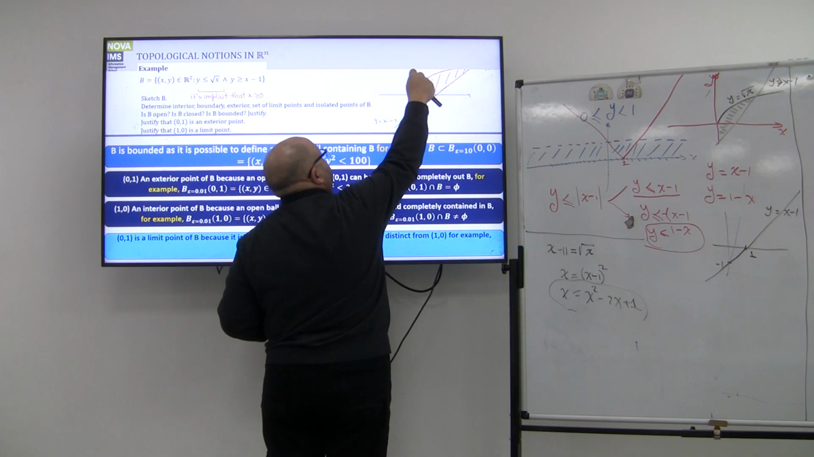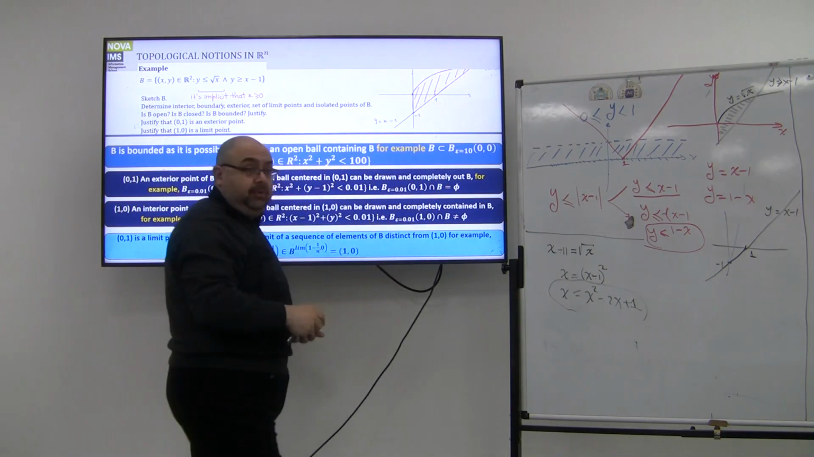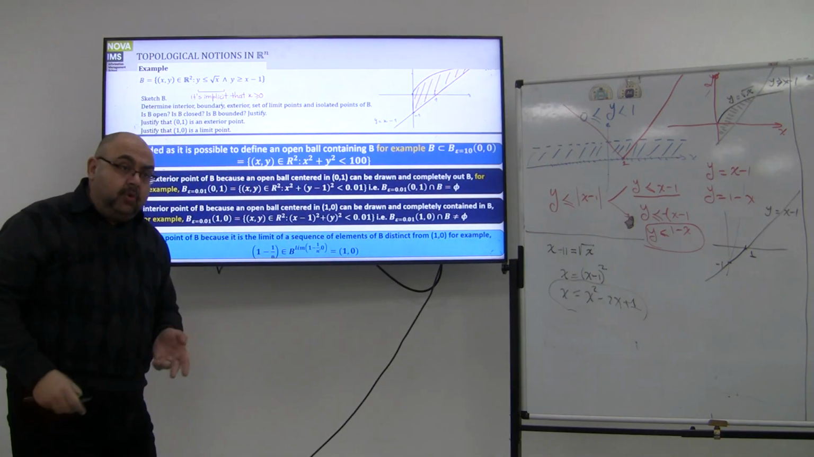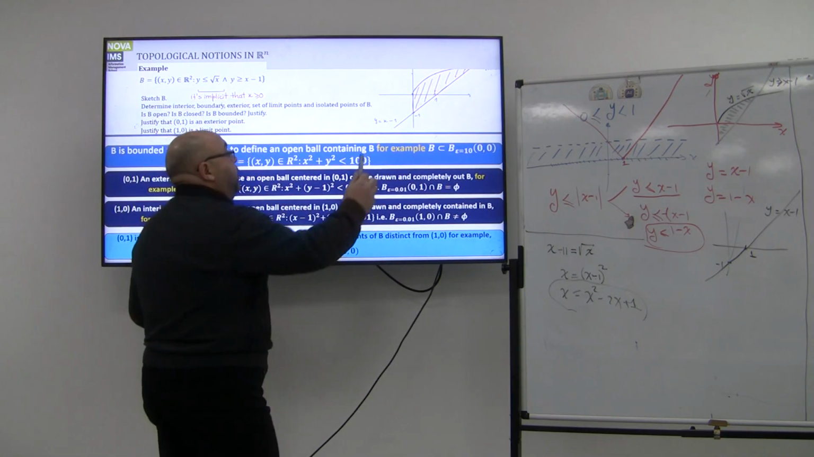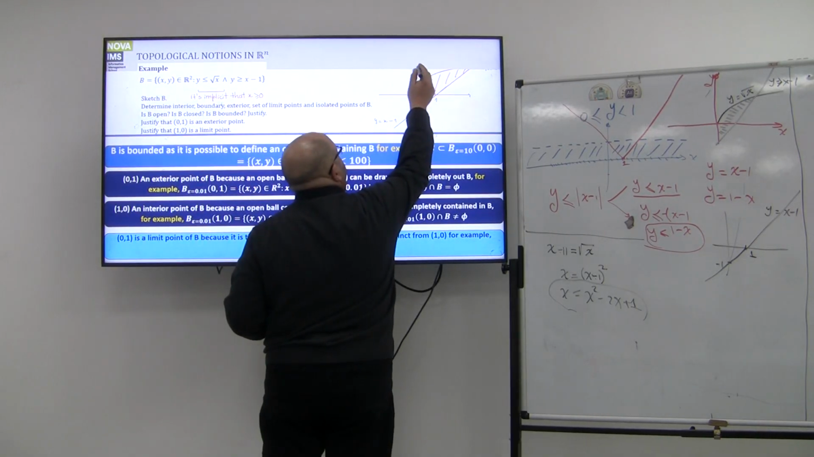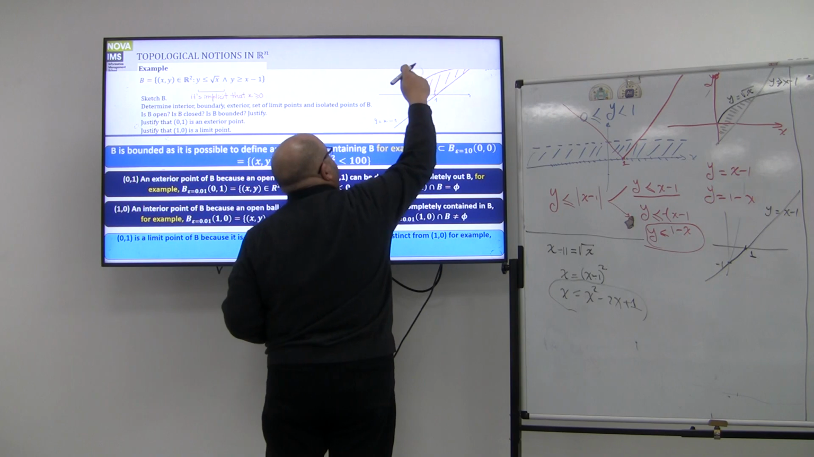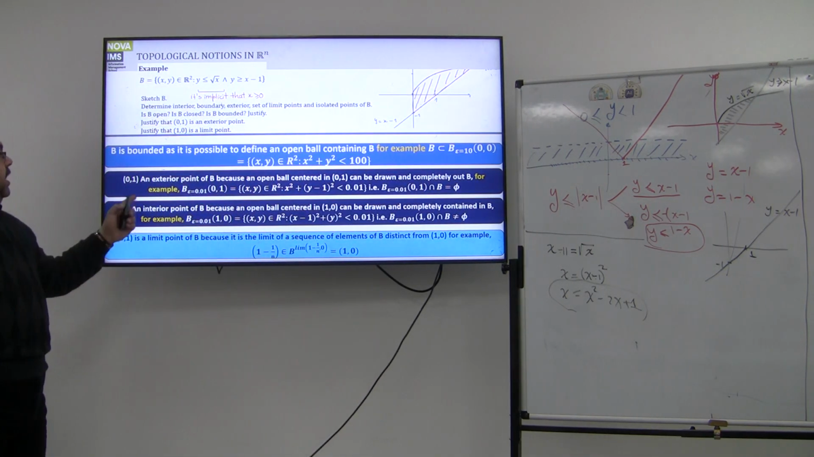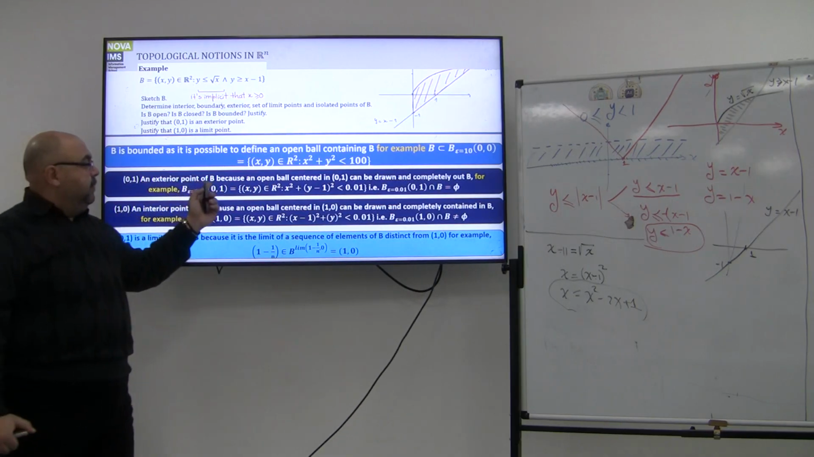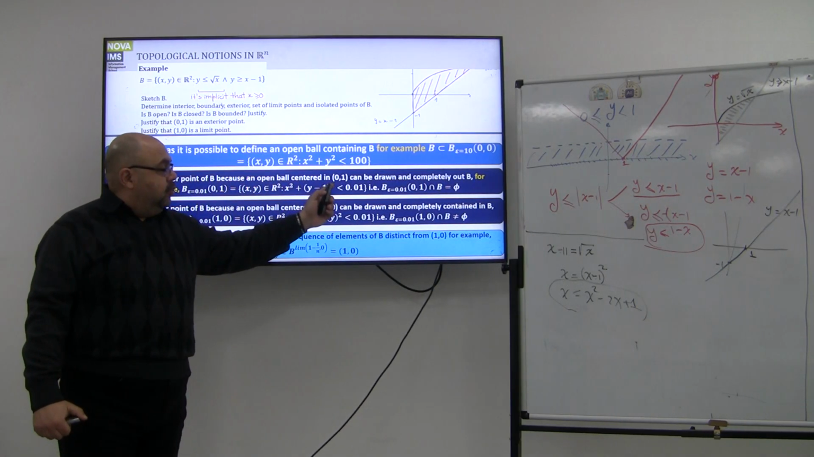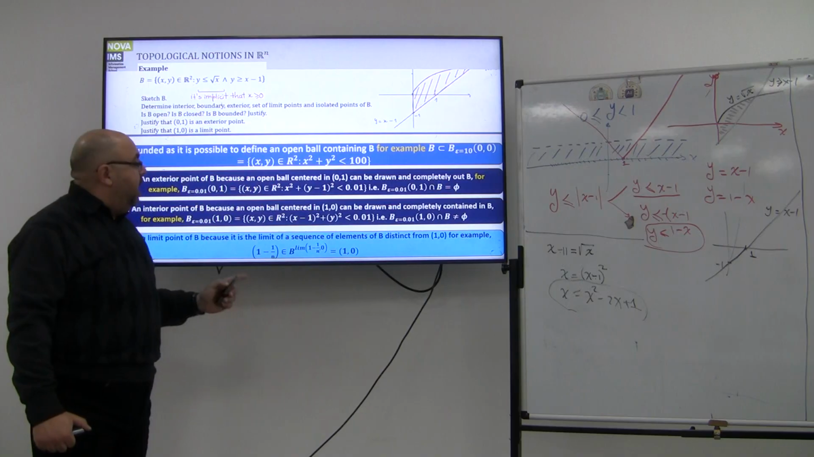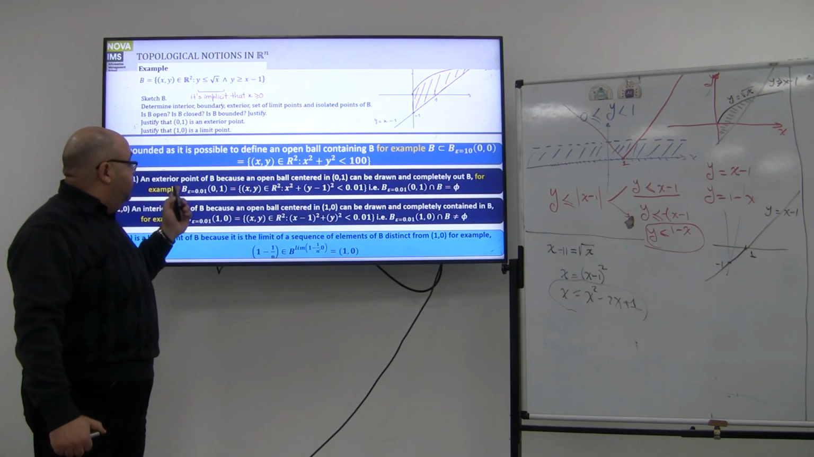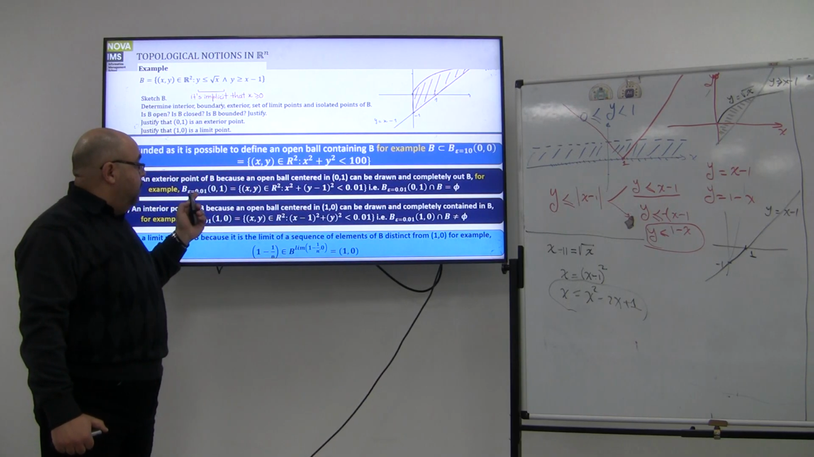Point (0, 1) belongs to neither the interior nor the boundary; it's an exterior point. How do you know (0, 1) is an exterior point? Because at the point (0, 1) you can draw an open ball that's completely outside your region. This is why it's an exterior point: an open ball centered at (0, 1) can be drawn completely outside of V. Example, B epsilon at (0, 1).